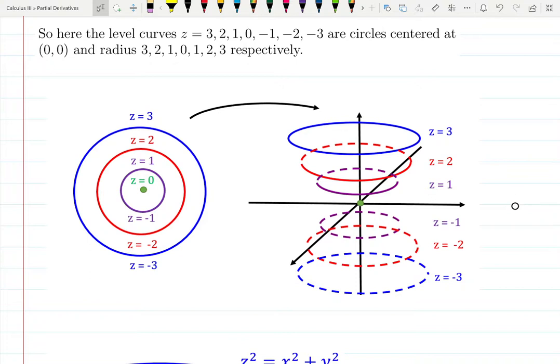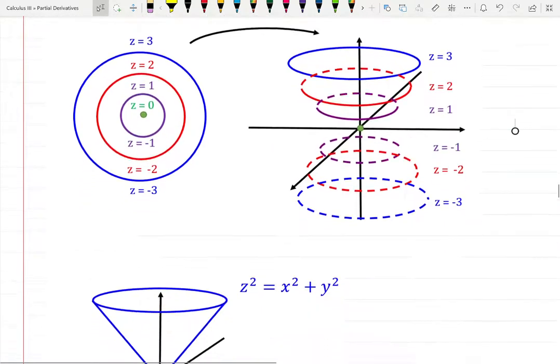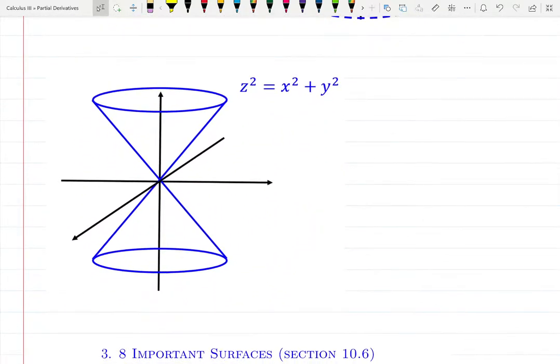I do know the height of each. Z equals 0, 0 height. Z equals 1, 1 height, minus 1 height. 2 height, minus 2 height. Now your imagination can kind of tell you the shape of this 3D object. That is a cone. Right? That is called a cone. I know. How cool is that?